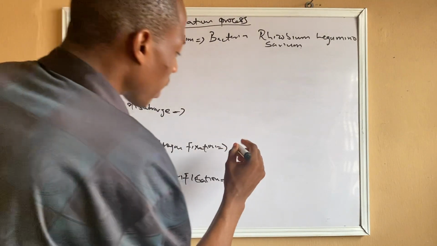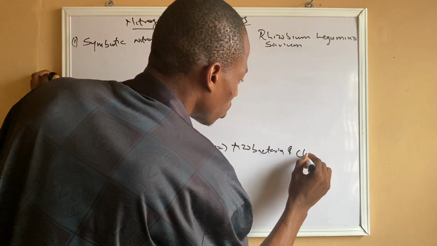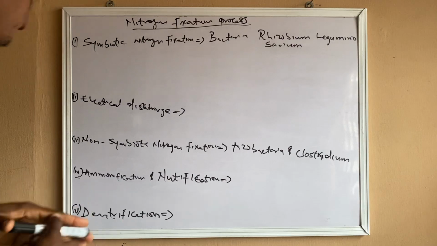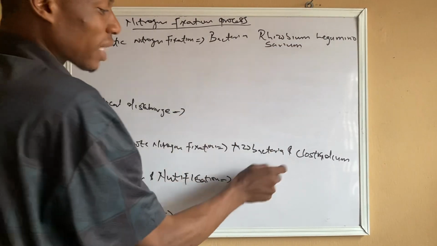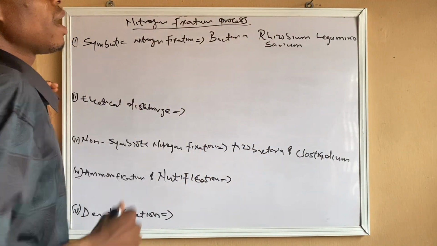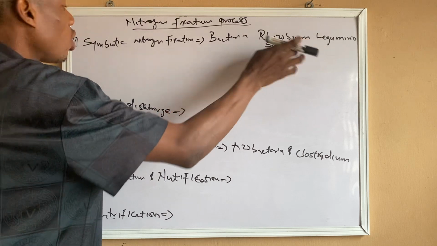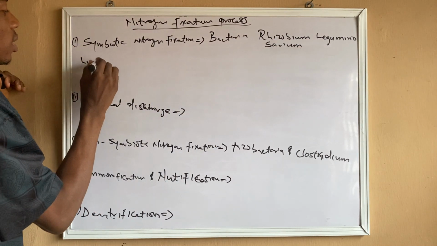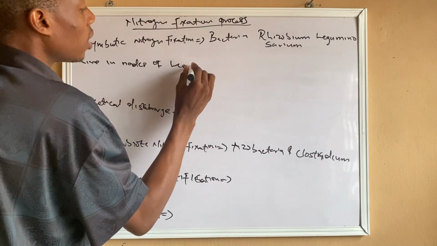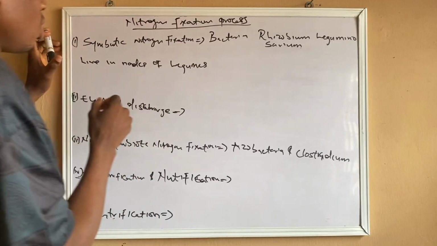Azotobacter and Clostridium are non-symbiotic nitrogen fixation bacteria. They are both bacteria, but this one is symbiotic, and this one is non-symbiotic. Rhizobium leguminosarum always lives in nodes of legumes. You call it leguminosarum, which means it is from legumes, the nodes of legumes.